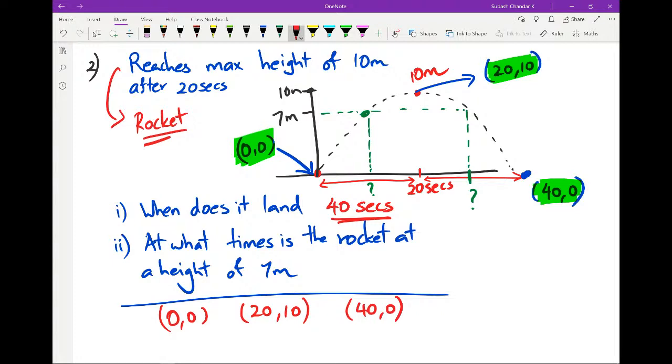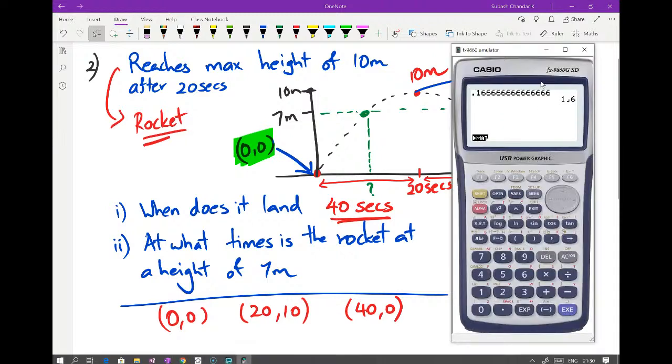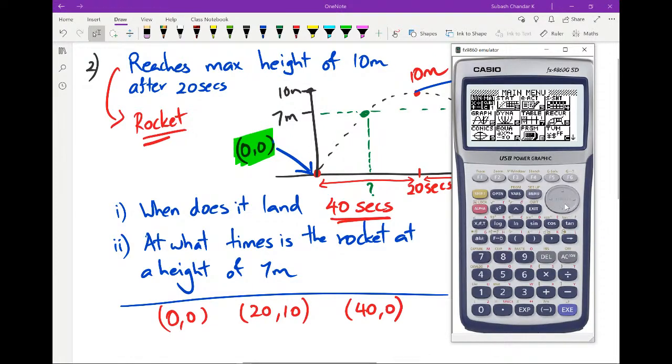So what you can do is put these three points in the graphics calculator. 0, 0, 20, 10. My points are looking good. Yep, that's all fine. Graph 1, calc, and x squared. And I think this one is a much better one.